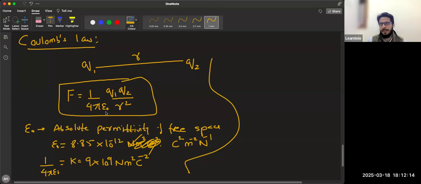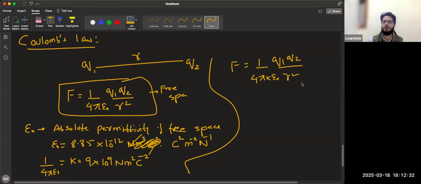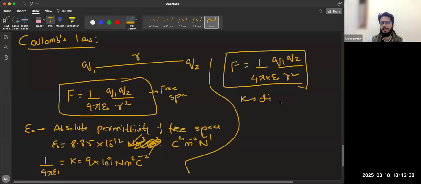When you write epsilon naught, that means you are writing the formula in free space. When you introduce a medium, then you write either as 1 over 4 pi K epsilon naught, Q1 Q2 by R square, or you write this as epsilon r epsilon naught, where this small k is the dielectric constant.